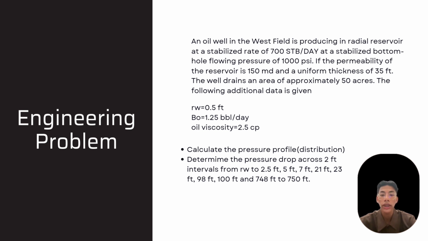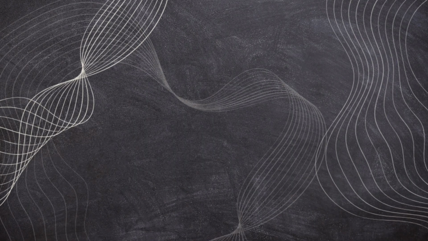First one, we would like to calculate the pressure profile distribution and to determine the pressure drop across a 2 feet interval, from 0.5 to 2.5, 5 to 7, 21 to 23, 98 to 100, and lastly 748 to 750.